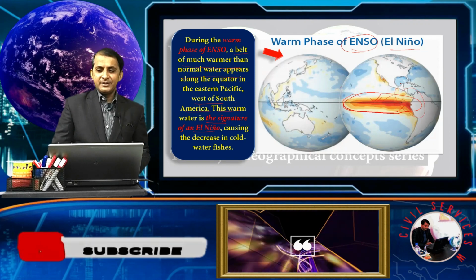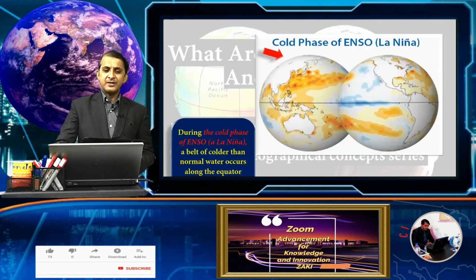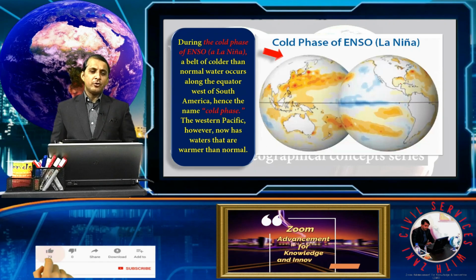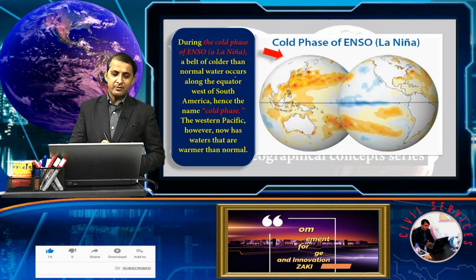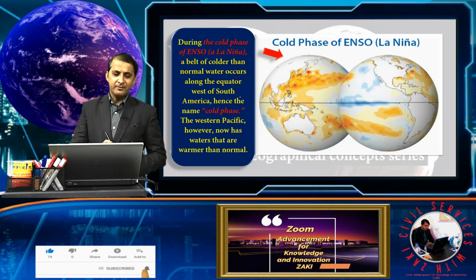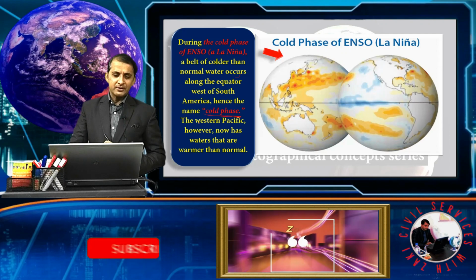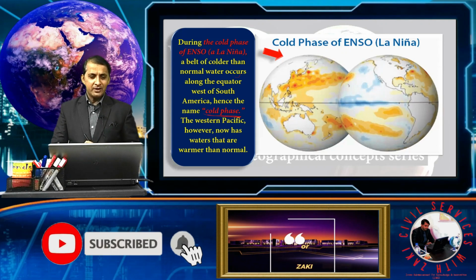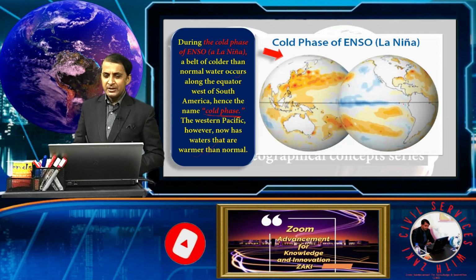Another phase is called the cold phase. The cold phase is called La Nina, as you know. In the cold phase of ENSO, La Nina, a belt of colder than normal water occurs along the equator west of America, hence the name cold phase. The western Pacific, however, now has water warmer than normal. So this is the cold phase.